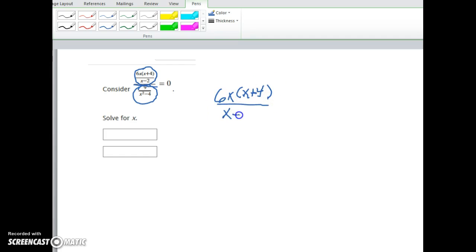This is the numerator of the whole thing. And now in order for this to be 0, just that part of it has to equal 0. And once again, if a times b is equal to 0, then either a has to be equal to 0 or b has to be equal to 0. So we'll set 6x equal to 0.